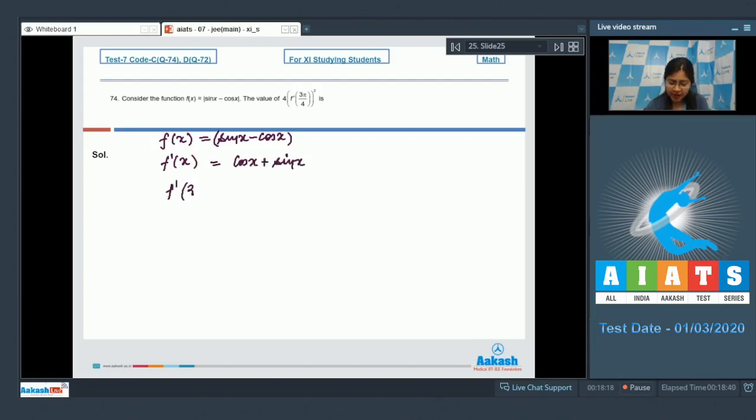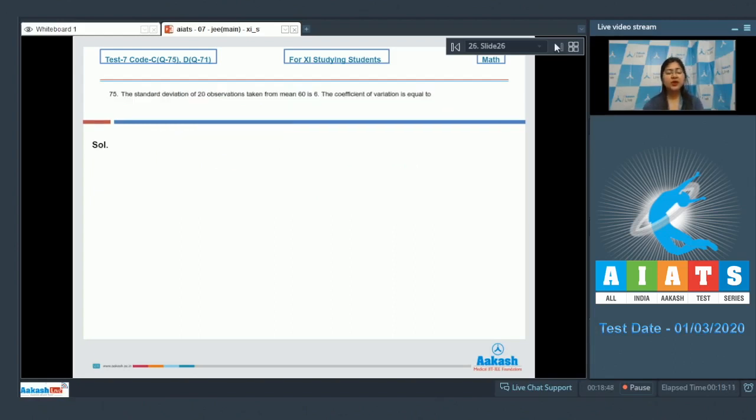So this is equal to cos x plus sin x. So the value of f dash 3 pi by 4 will be equal to cos 3 pi by 4 plus sin 3 pi by 4. Now this is equal to minus 1 by root 2 plus 1 by root 2, that is equal to 0. So the required answer is 0.